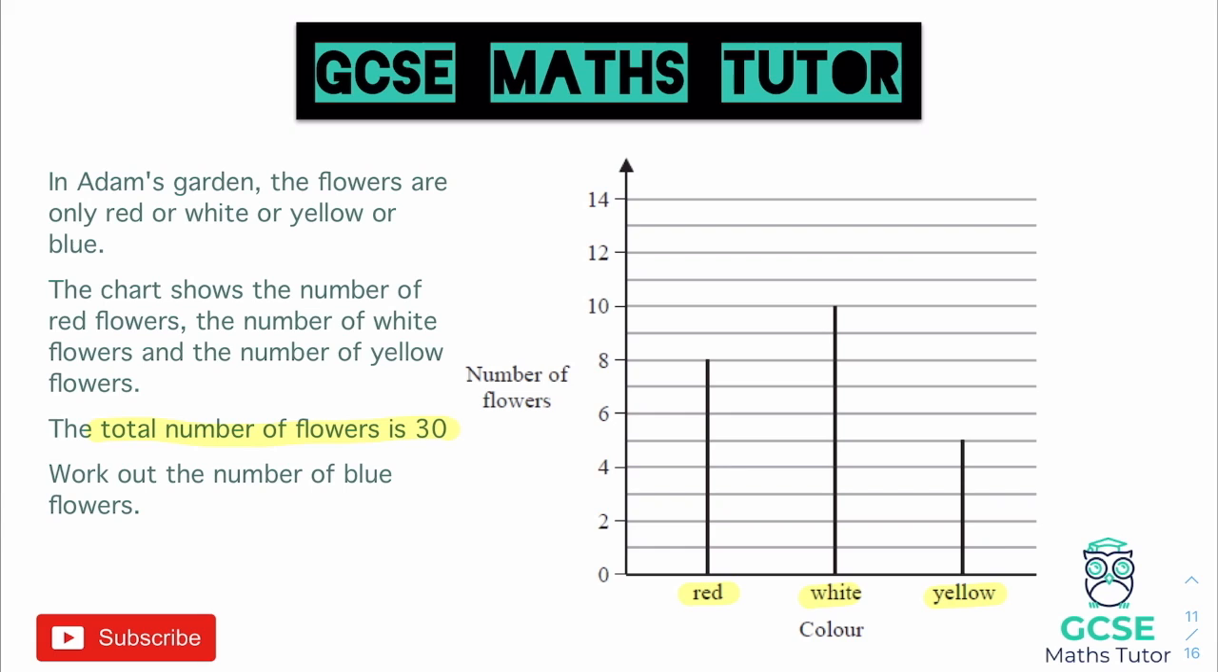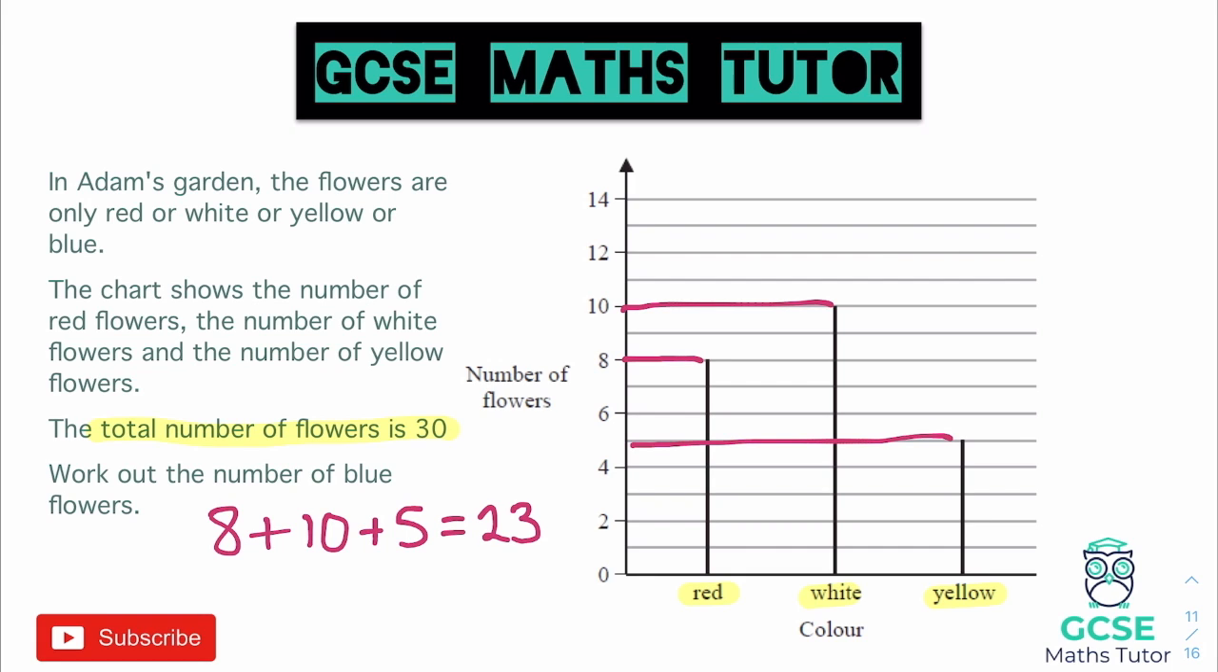So we want to work out from this graph how many are red, how many are white, how many are yellow, and we'll figure out the difference there to see how many are blue. So you can see red, if we go across, falls on 8, so there are 8 red, so we'll put 8 there. We go across from white, and that lands on 10, so 8 plus 10. And then if we go across from yellow, that's in between 4 and 6, that's going to be 5. So we've got 8 plus 10 plus 5, that adds up to 23.